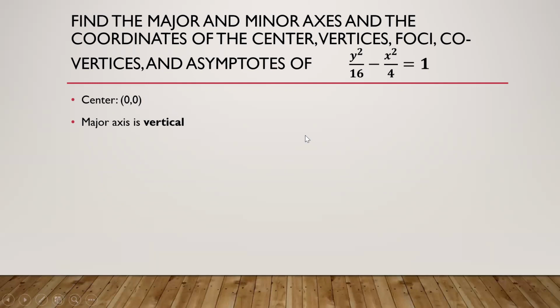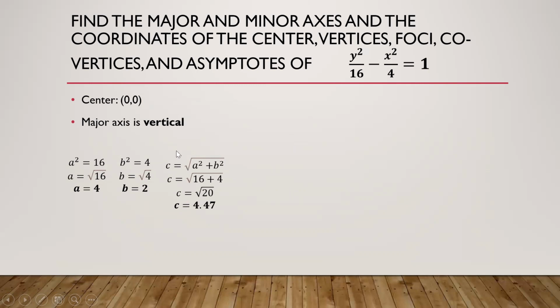Next, we have to find our a, b, and our c. For our a, we simply find the square root of 16, and that's 4. For our b, we do the same. We find the square root of 4, which is 2. And then for c, we simply have to follow this formula. To find c, that's the square root of a squared plus b squared. So the square root of 16 plus 4 is 4.47.